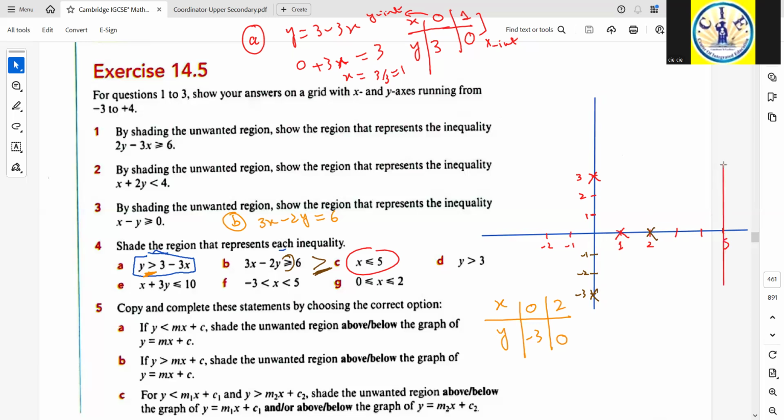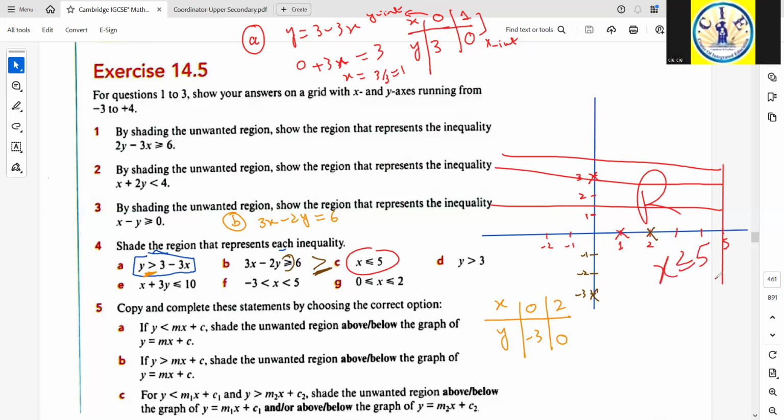x equals 5 is this line. And since I need to have less than or equal to this value of x, my required region would be all this region before this line, this one. This one is the required region, which is representing x less than or equal to 5. So this is it for part C.